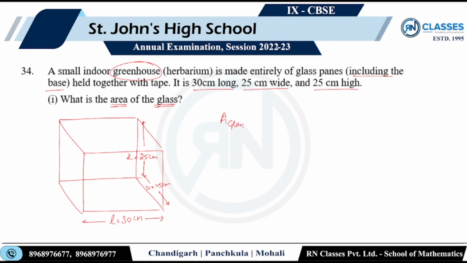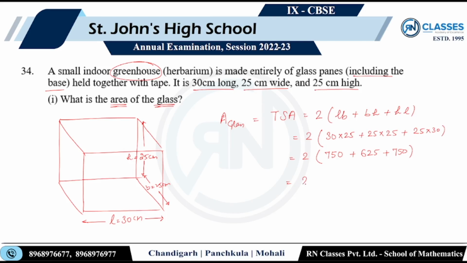Area of glass will be nothing but the total surface area. And what is the total surface area? That is 2 times (LB plus BH plus HL). So 2 times L into B: length is 30, breadth is 25. B into H: breadth is 25, height is 25. H into L: height is 25, length is 30. So 2 times 25 into 3, that is 75 and 0. 25 into 25 is 625, and 25 into 30 is 750. So this comes out to be 1500 and 625, that is 2125. Multiplying by 2, that would be 4250 centimeter square. That's it.